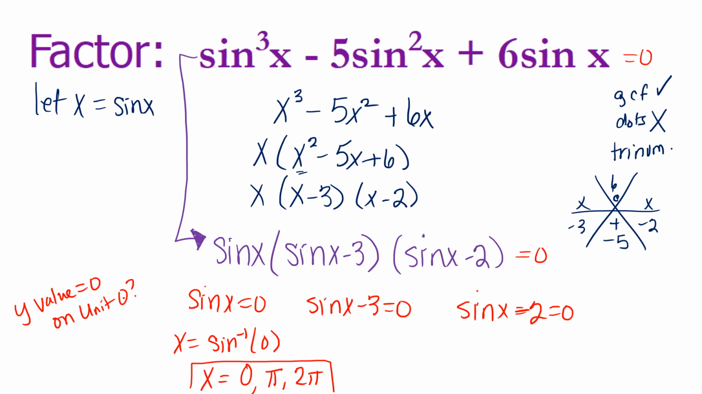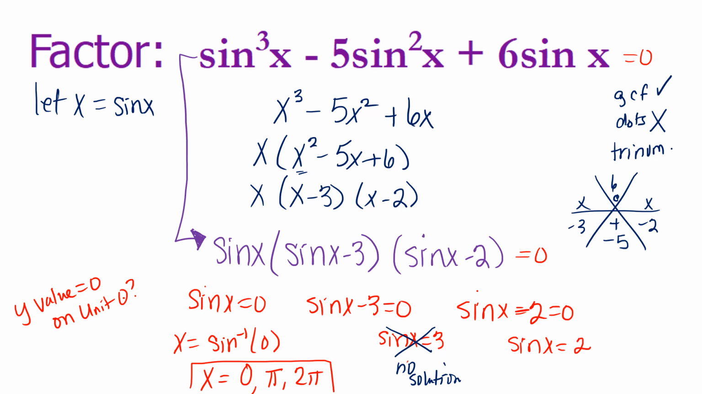Our next factor, sine of x minus 3 equals 0, we would set sine of x equal to 3. Is there anywhere on the unit circle where sine equals 3? Look around. I promise you there is not. So there's no solution for that particular factor. And then we would do that for our last factor, sine of x minus 2 equaling 0. Is there anywhere on the unit circle where sine of x equals positive 2?